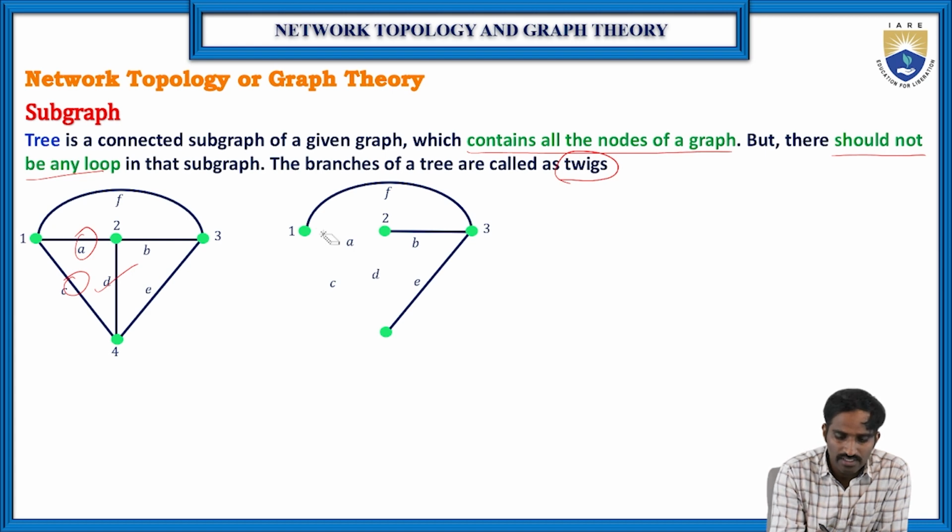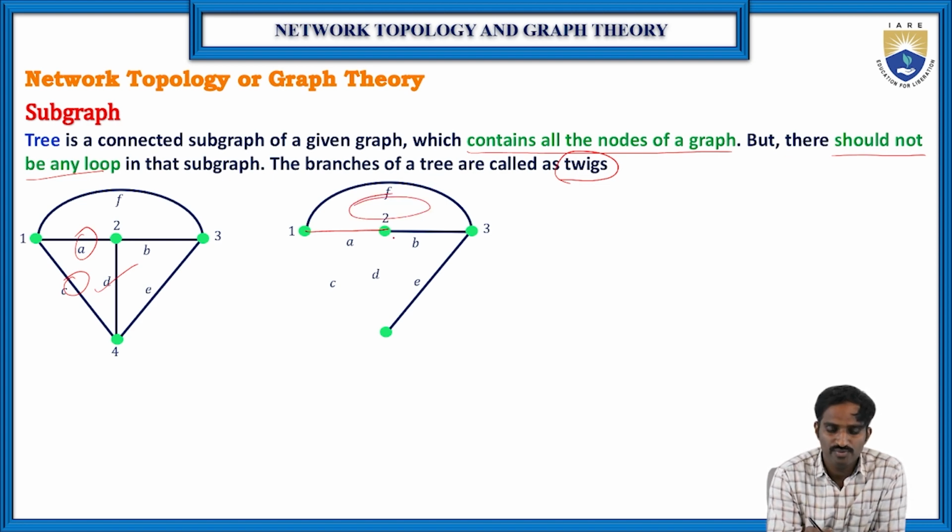Otherwise, suppose let us indicate this one also. If you consider this branch A also, then again this is a loop, which means this is not a tree. This is simply a subgraph. Or otherwise, if you draw this one, again this is a loop. So that's why this is also not a tree, right?